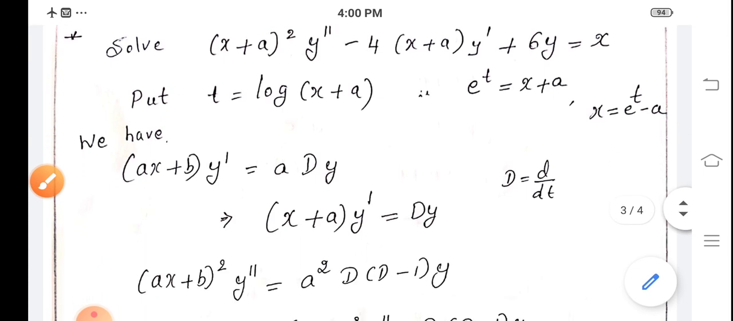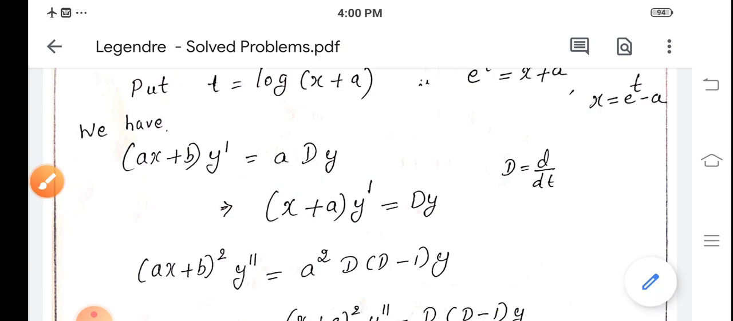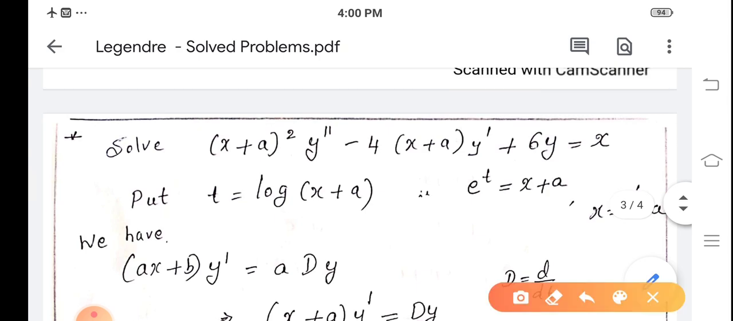And we have the formula (ax plus b) into y dash is a into dy, where d stands for d by dt. In the given problem, a value is 1 because it is of the form ax plus b.